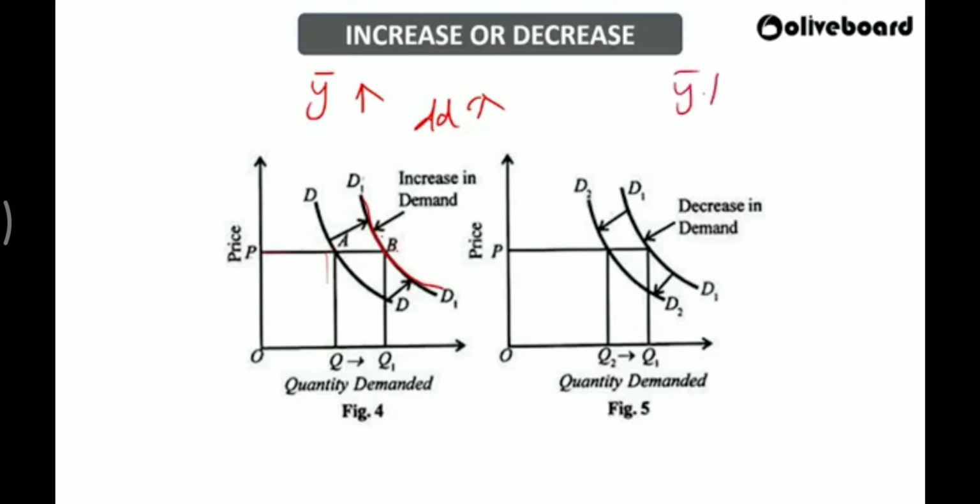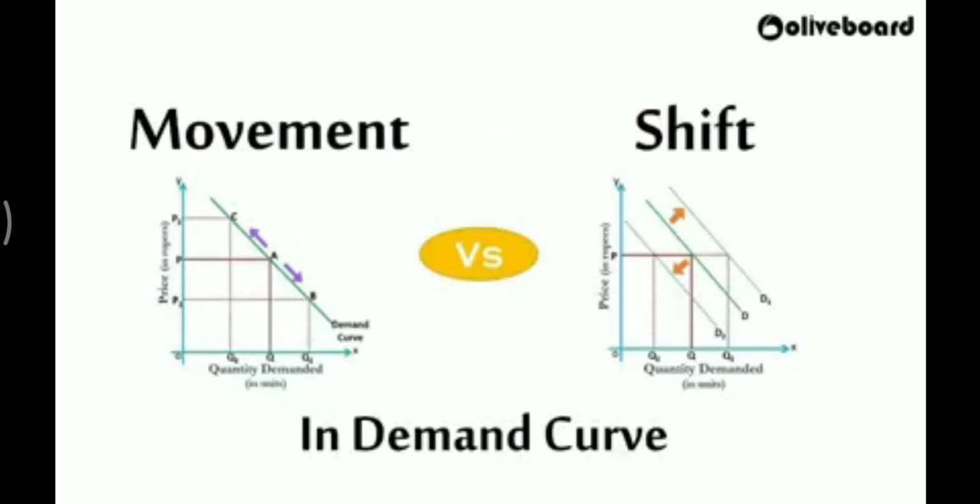When your income decreases, definitely your demand will come down. The price is always the same. When you demanded more earlier, now you will demand less. So you are moving towards the left, and this is called decrease in demand. All right, hope you understood.